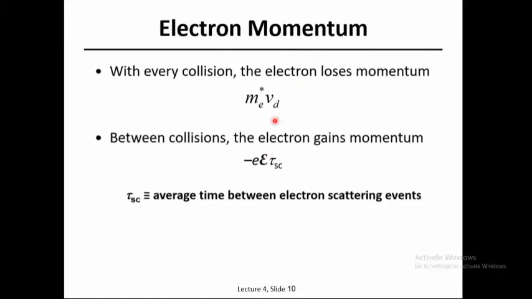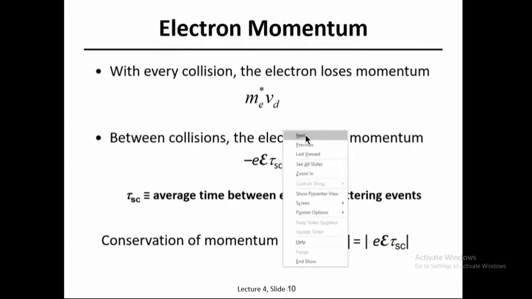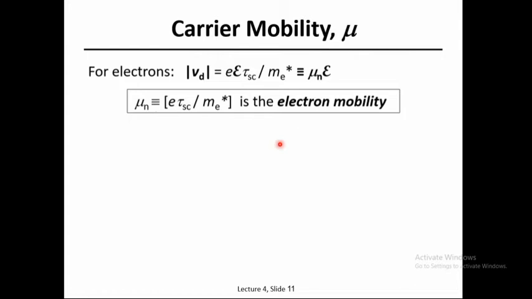Now, again, we are talking about electron momentum. With every collision, the electron loses momentum, which is the effective mass times the drift velocity, and between collisions we gain momentum, which is minus the charge times the electric field times the scatter time. The conservation of momentum then is this mass times the drift velocity equal to the charge times the electric field times the scatter time. We are taking the absolute value so we do not worry about the sign, because we know the charge of electrons is always negative.